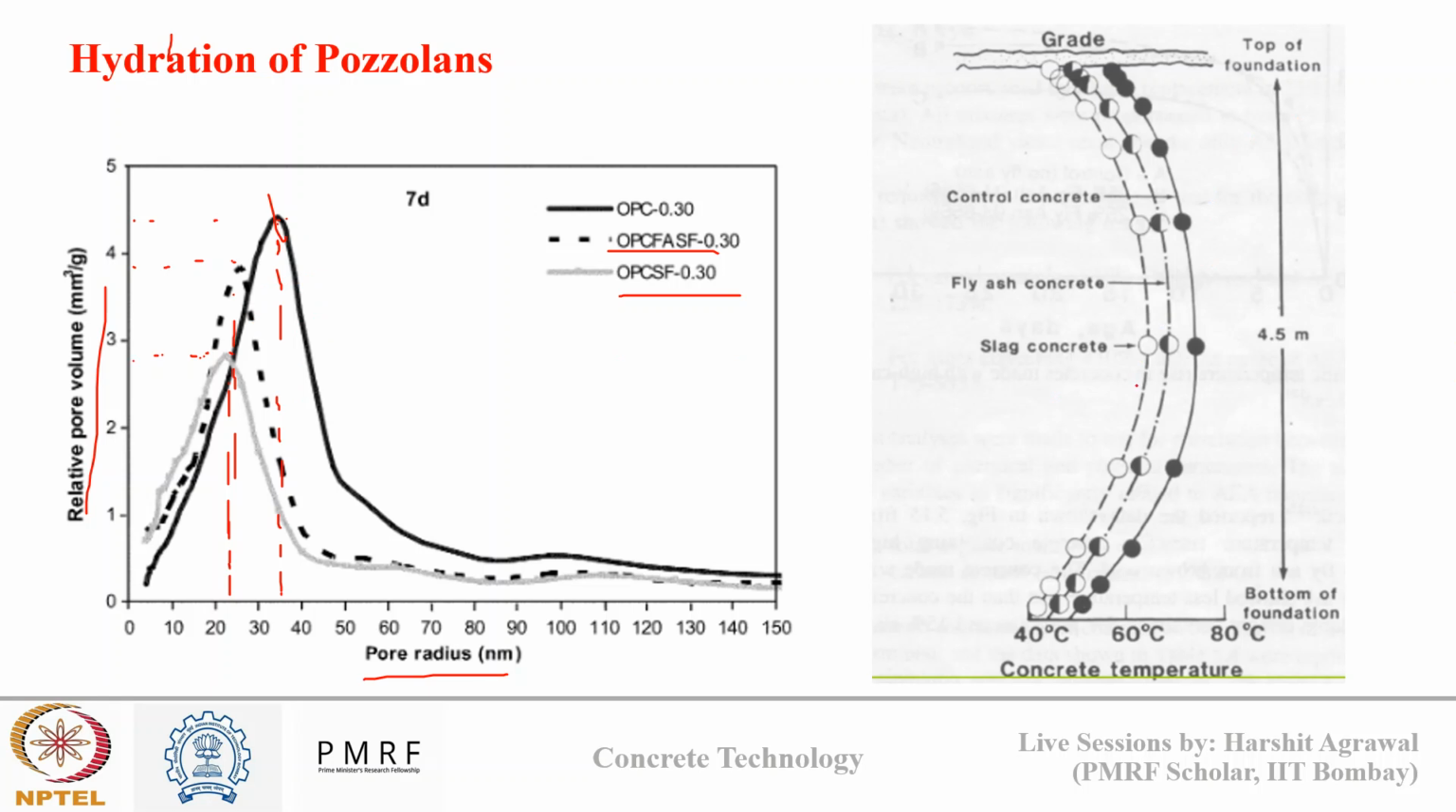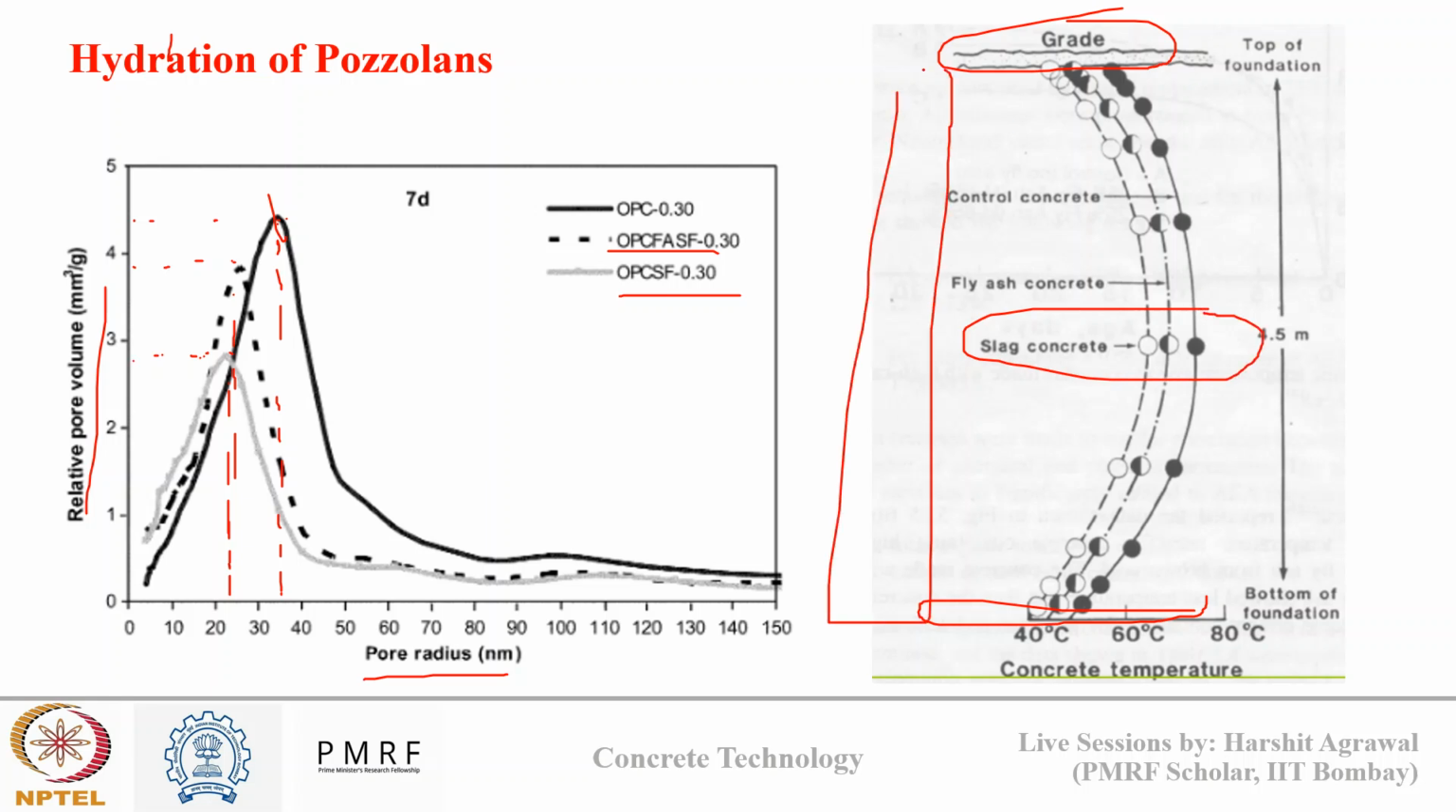Now, in heat of hydration, this figure shows how heat of hydration of concrete varies from outside to inside. This is my surface, and this is my midpoint of a concrete cube. Suppose this is a concrete column, or we can say a concrete cube of 100 cross 100. You can see in the middle and in the top how the temperature changes, how the temperature gradient looks like.